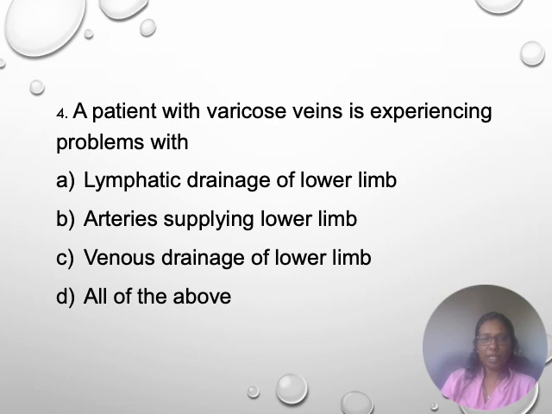Question number 4. A patient with varicose veins is experiencing problems with option A, lymphatic drainage of lower limb. Option B, arteries which are supplying the lower limb. Option C, venous drainage of lower limb. Option D, all of the above. We know this, right? Yes, a patient with varicose veins is definitely experiencing problems with venous drainage of lower limb, which is option C.